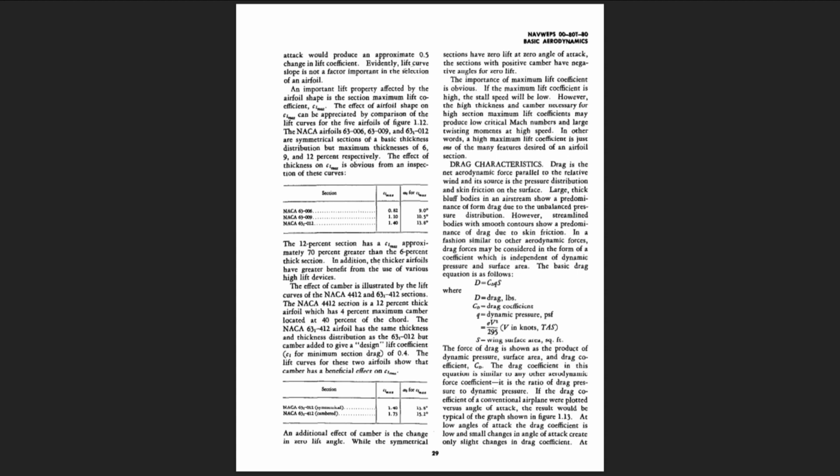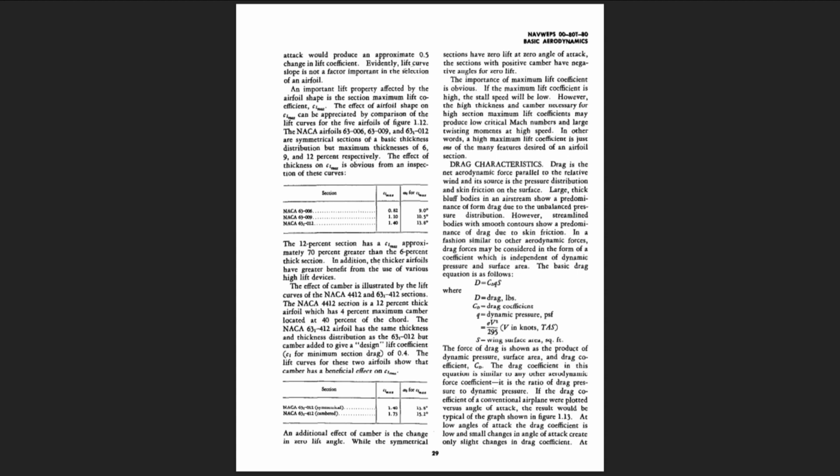In a fashion similar to other aerodynamic forces, drag forces may be considered in the form of a coefficient which is independent of dynamic pressure and surface area. The basic drag equation is as follows. D equals capital CD q S, where D equals drag in pounds, capital CD equals drag coefficient, lowercase q equals dynamic pressure in pounds per square foot, or lowercase sigma times V squared over 295, with V in knots true airspeed, and S equals wing surface area in square feet.